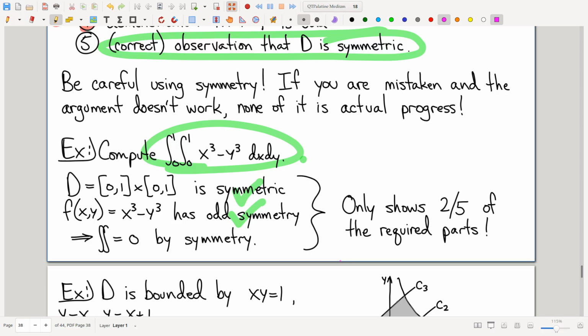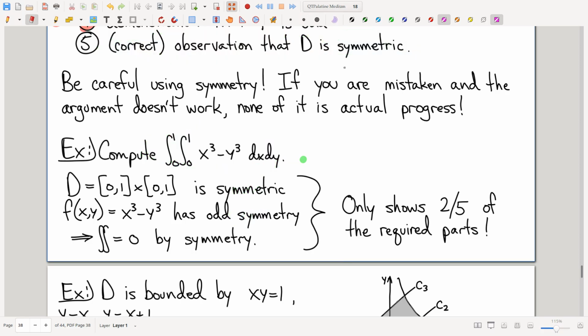For the symmetry part, is it just the fact that the bounds are symmetric? Nope. It's a geometric thing. It's not an algebraic thing. So you got to draw a picture of this domain, right? And then look at the picture, and then geometrically see that if you reflect it over there's several different lines that will actually work, right? 4, if I remember correctly. And you got to make the geometric observation.